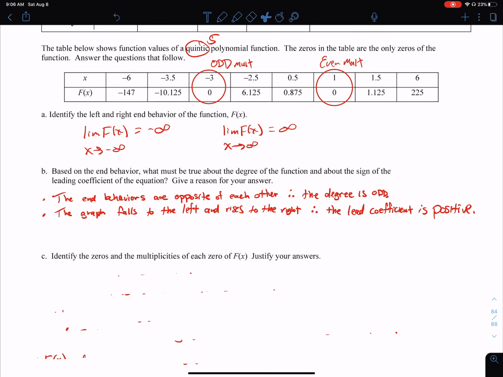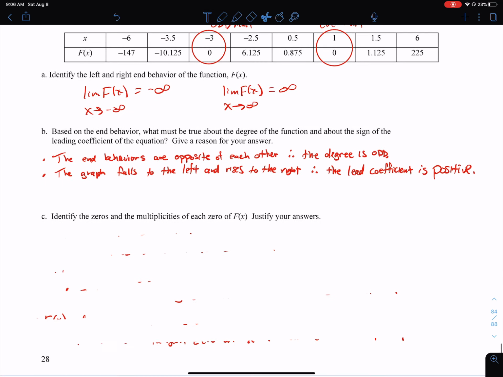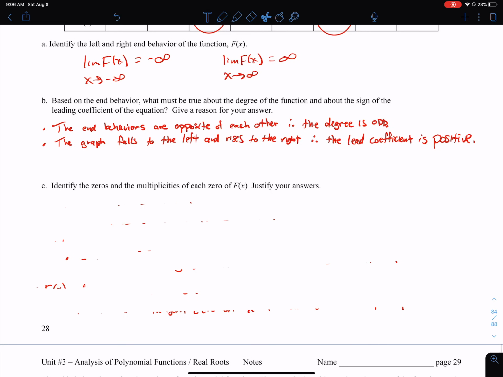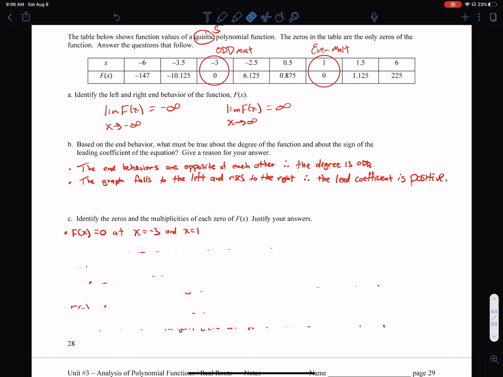Next question. Identify the zeros and multiplicities of the zeros of f of x. Justify your answer. Well, as previously stated, f of x equals 0 at x equals negative 3 and x equals 1. I mean, the table clearly shows that. There's no dispute. Therefore, f of x has zeros at x equals negative 3 and x equals 1. That's what it means to have a 0.